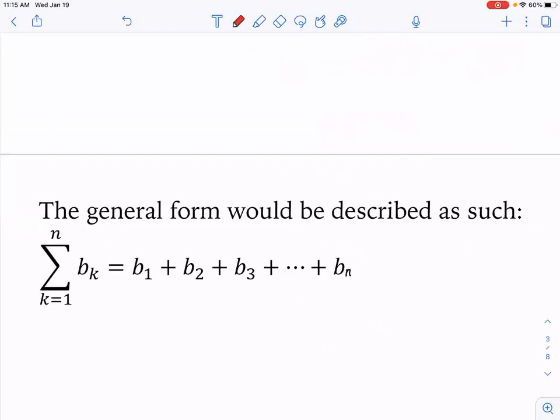Okay, in general, this is what you're going to see. We're going to have the sum from k equals 1 to n of b sub k. And so you're going to take the first term plus the second term plus the third term plus all the way until you get to the nth term.